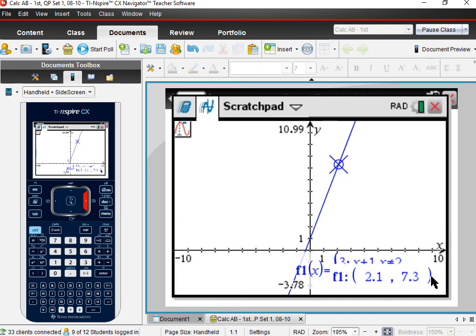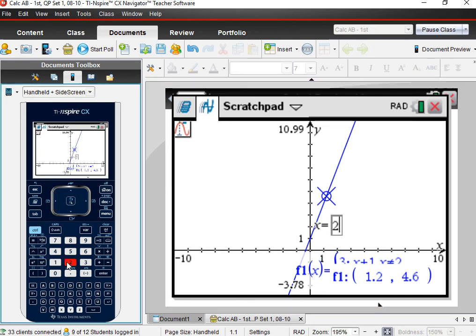Uh-oh. So it skips over 2, doesn't it? So I can't really see what's happening there. So once I have the trace turned on like I do, I could arrow either way. While I have this, you can just enter your number. So without anything else, I'm just going to enter the number 2. I'm just going to hit 2. And now it brings up x equals 2.